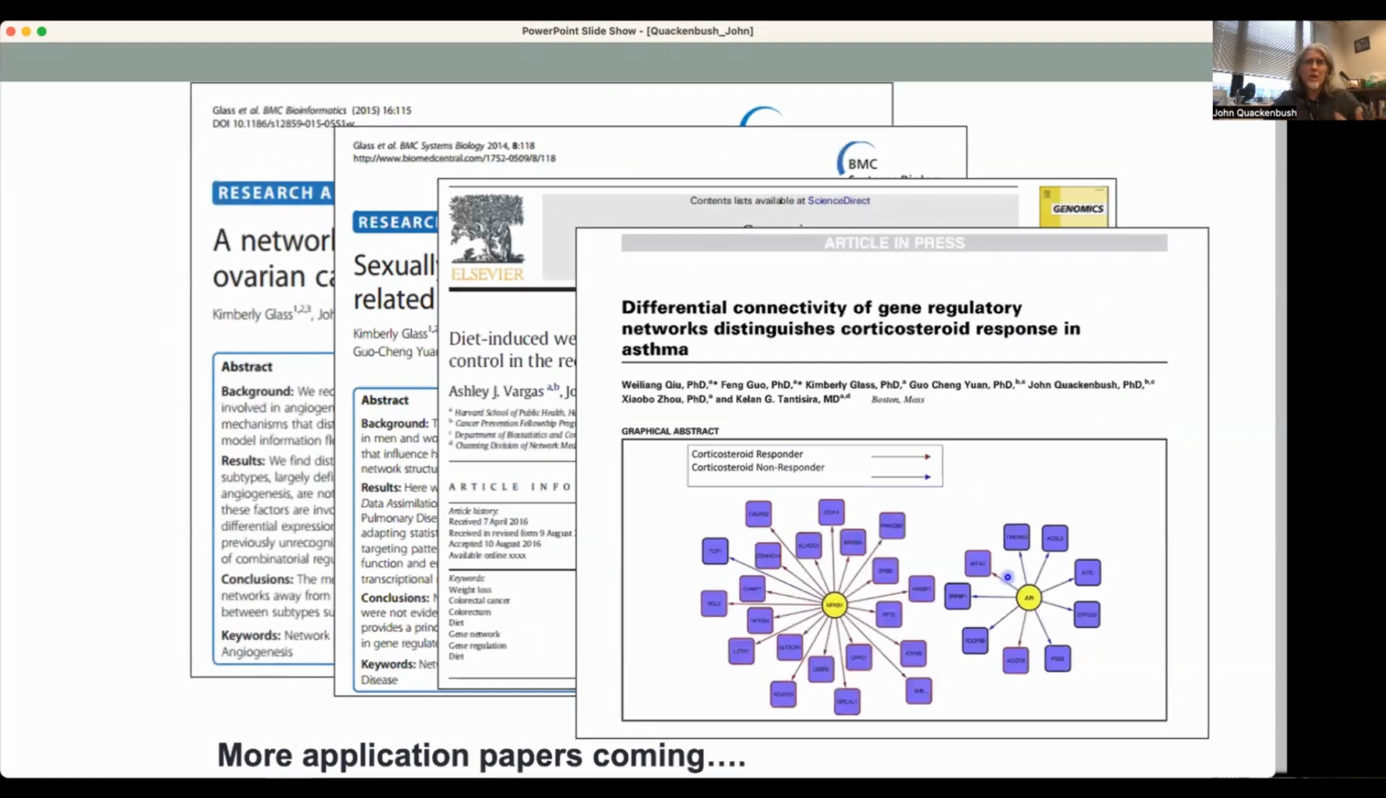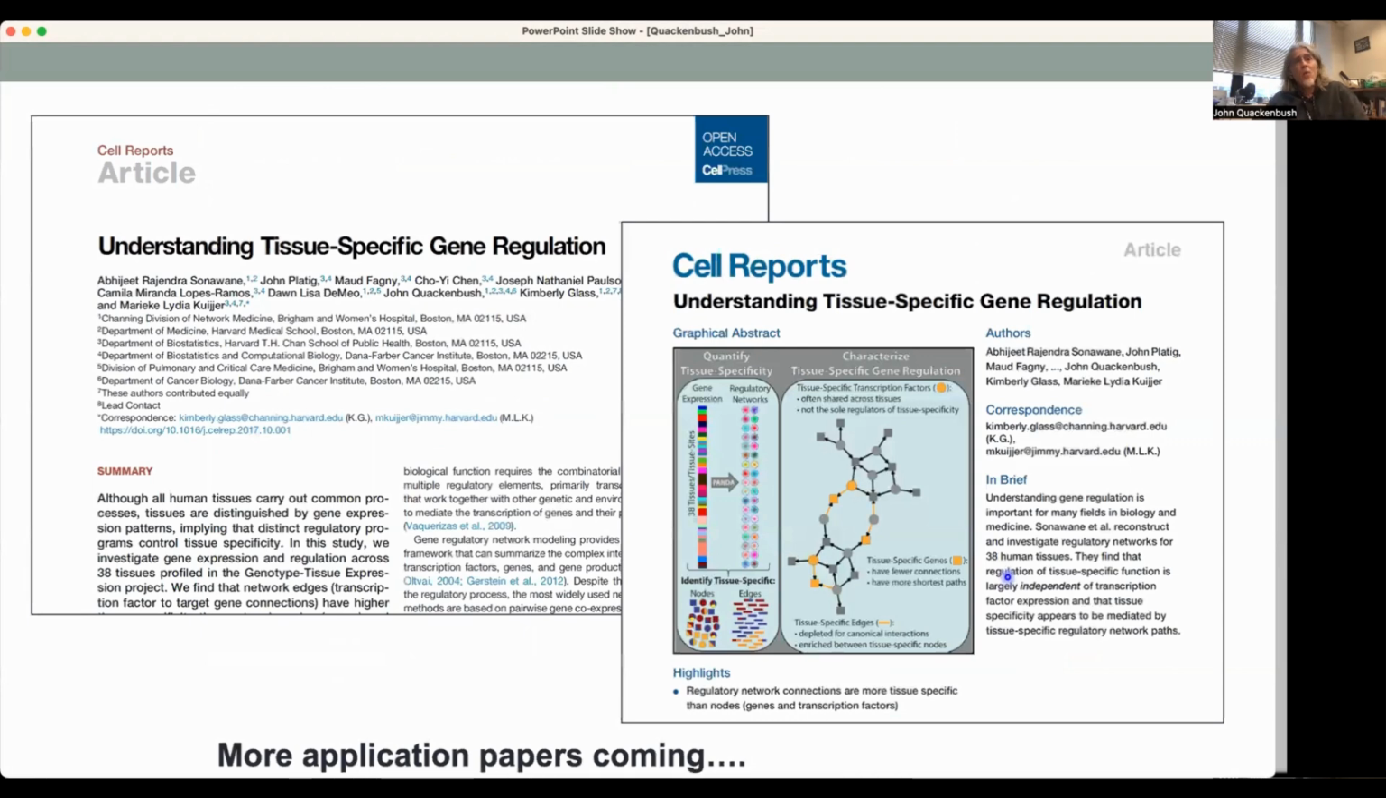There are a lot more papers that we and others have written that have really demonstrated the utility of an approach like this. One of my favorites is just an analysis we did looking at 38 individual human tissues using data from a large-scale project called GTEx to simply ask, how do differences in regulatory patterns change between different tissue types? And it was really interesting.